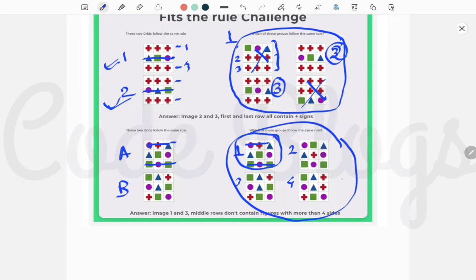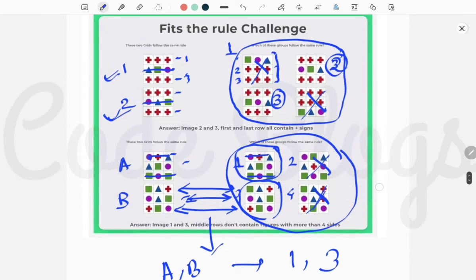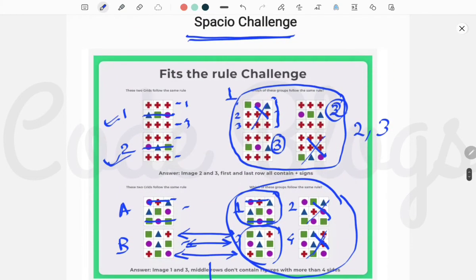Now the second is not similar. You can check both A and B grid, the second is not similar to A or to B, so this is not. And after that the third is similar to B. Now you can check that the first row is the same, the third row is the same, and our second row is also the same, so this is our second answer. And the fourth one is also not our answer, so our answer is first and third. For this problem A and B, the similar grids are 1 and 3. And here the similar grids are 2 and 3. Okay, so in this way you have to solve this spatial challenge.